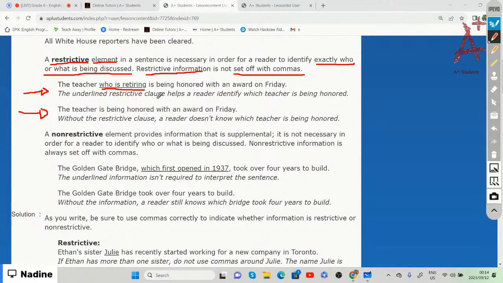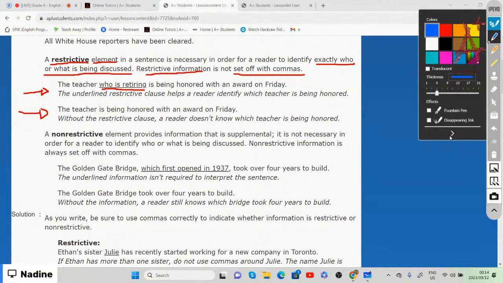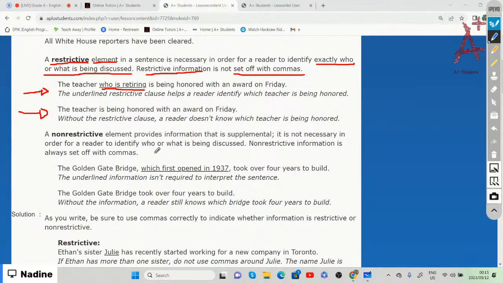Now we also have non-restrictive elements. A non-restrictive element provides information that is supplemental, right? It is not necessary in order for a reader to identify who or what is being discussed.